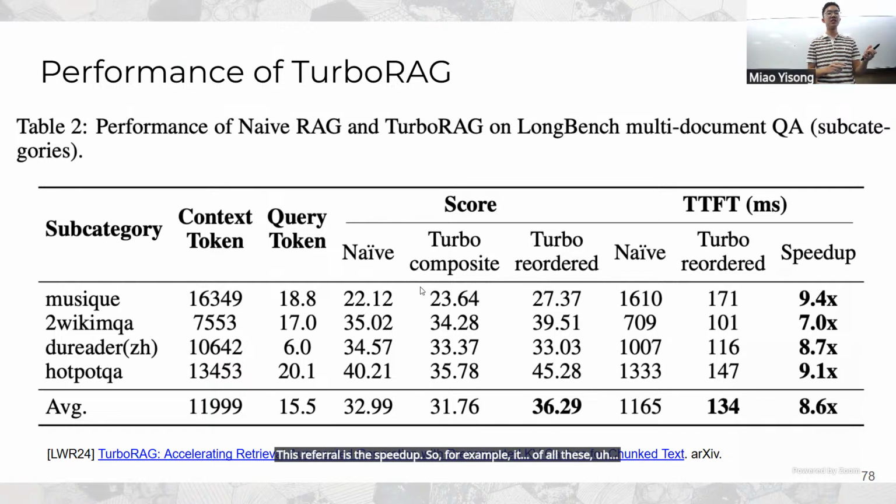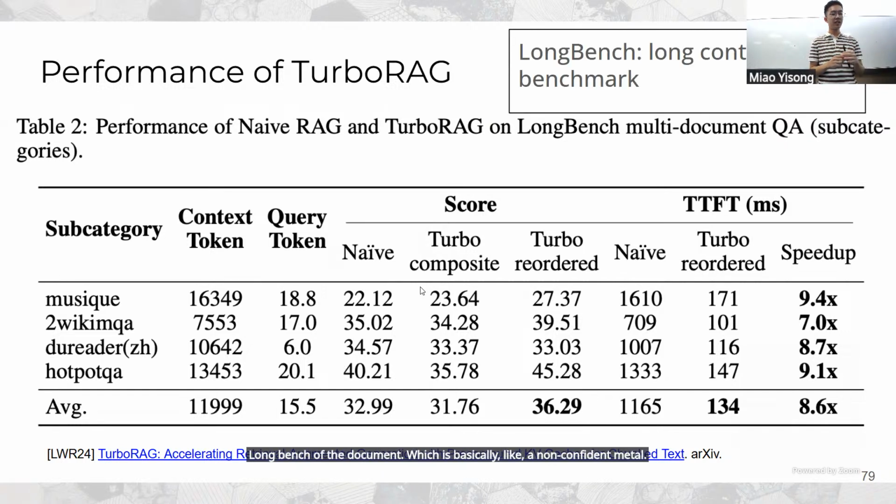long bench documents, which is basically like a long context bench. Yeah, they perform at a similar level as naive RAG and also at 9 times the speed. Yeah. Okay, so that is one simple idea that you can do to increase the speed of RAG even without helping, for example, the needle part.